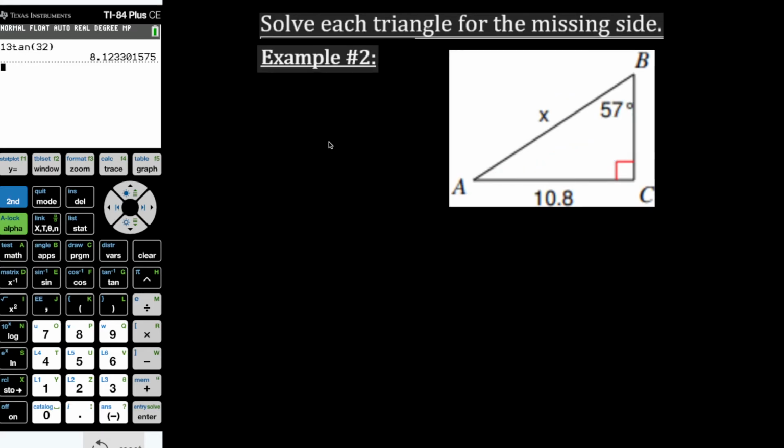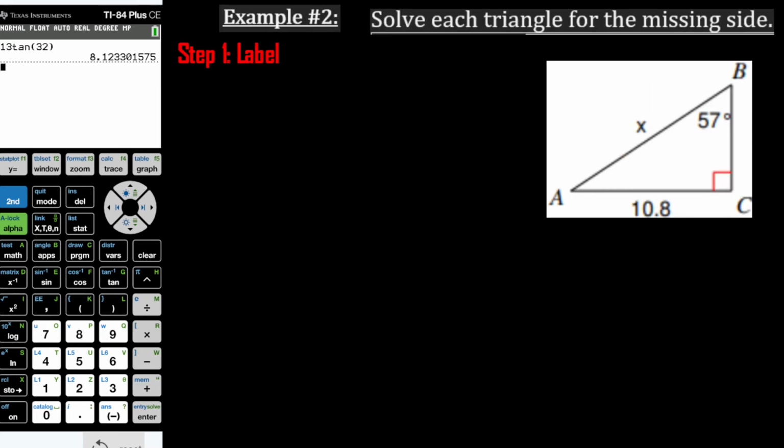In example number 2, we have solve each triangle for the missing side. So we're going to first label that wonderful triangle. The side opposite of the right angle is the hypotenuse, so we're going to be solving for x, which is the hypotenuse. Our angle theta is going to be 57 degrees, and that means that 10.8 is going to be our side opposite of the angle theta.